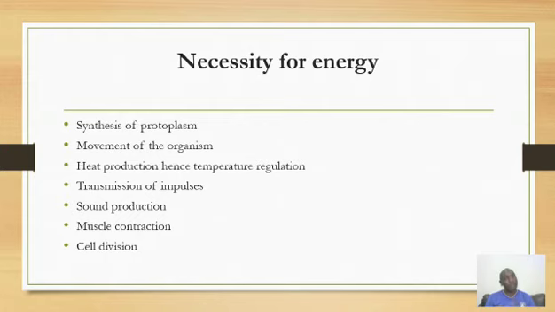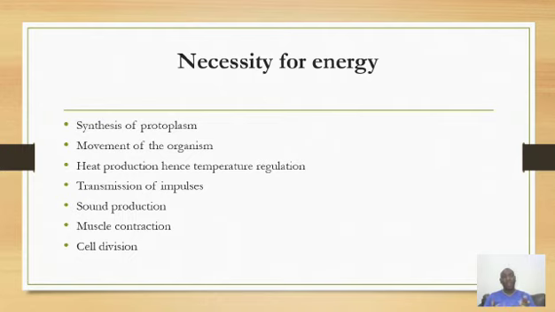We're also saying it is needed for movement. Movement refers to displacement of a body part of an organism. When I transfer part of my body from one place to another, then movement has taken place. Therefore, energy is needed for movement of the organism from one place to another, a process we are referring to as locomotion.